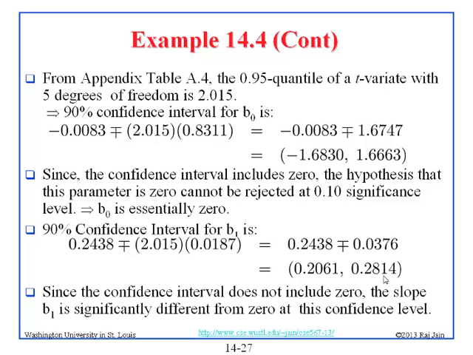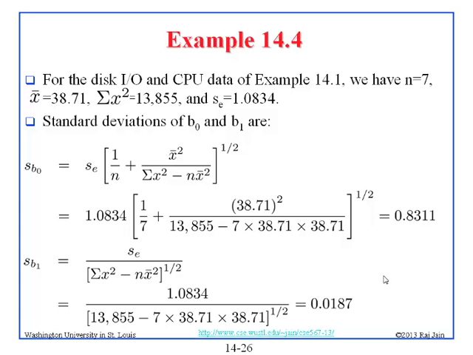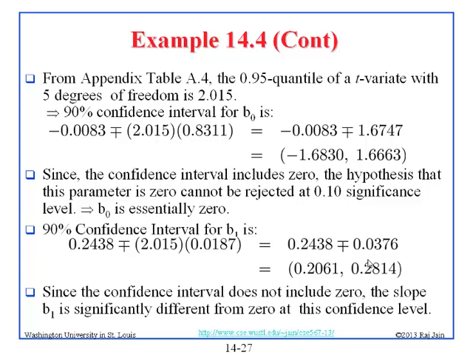All right, but this is clearly not 0. This one doesn't include that. So now you see, the value of B0 before, 0.8, looked like a big value, but when you did the confidence interval, it turns out that that's really not significant.